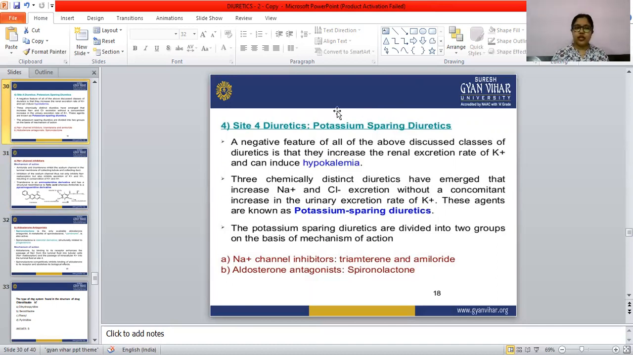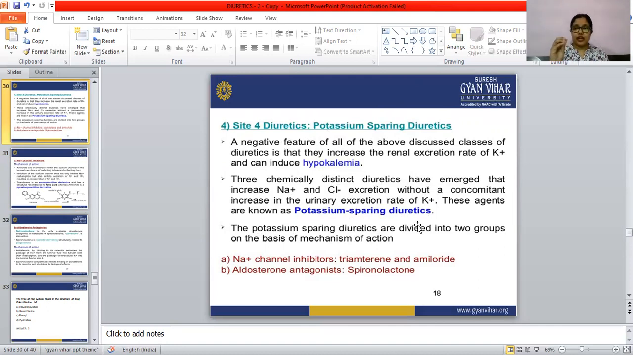So today I am just discussing the potassium sparing diuretics. In our next class, we will discuss all the potassium sparing diuretics in detail. So the three chemically distinct diuretics have emerged that increase sodium chloride excretion without an increase in the urinary potassium excretion rate. These agents are known as potassium sparing agents.